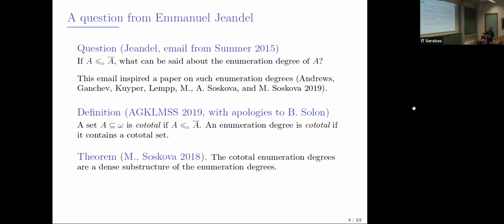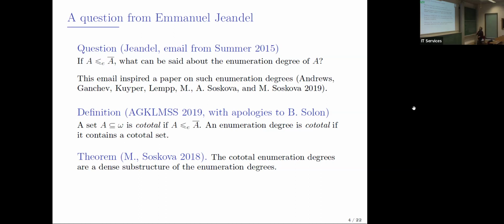All of this was fun and great, didn't really answer Jeandel's question beyond some enumeration degrees have this property, all total enumeration degrees have this property, all total enumeration degrees are cototal, and not all enumeration degrees have this property. Beyond that, I don't think he cared about any of the answers, any of the things we proved.